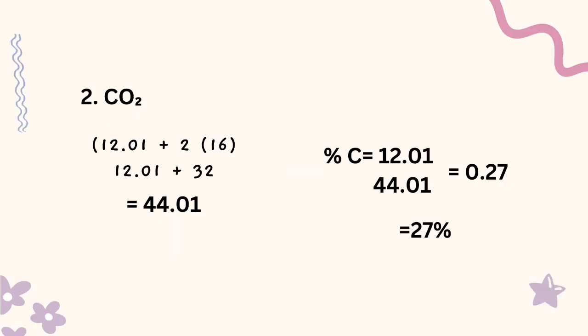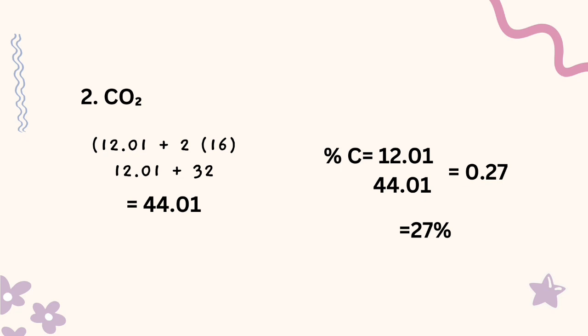Number 2, we have CO2. First, get the compound mass in this element. Carbon has atomic mass 12.01 and oxygen has 16 atomic mass. After that, calculate the atoms and atomic mass. So we have 12.01 plus 32 is equal to 44.01.